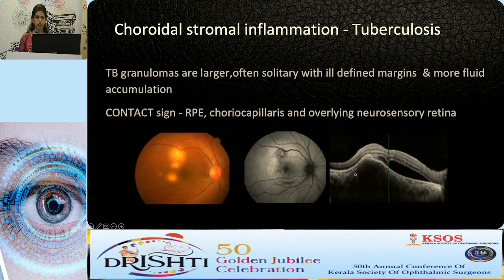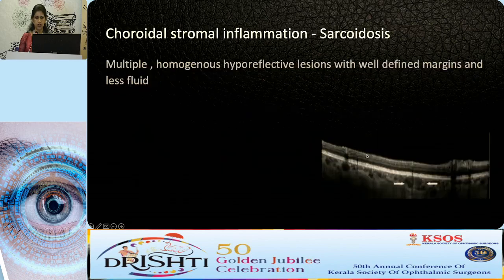Then coming to choroidal stromal inflammation in tuberculosis, the tubercular granulomas are usually solitary, large, and they have more fluid accumulation as compared to other stromal involvement. Then you have the contact sign where the RPE, choriocapillaris and the overlying neurosensory retina show inflammatory changes. Then coming to sarcoidosis, you have multiple homogeneous hyperreflective lesions with well-defined margins and less fluid compared to tuberculosis.